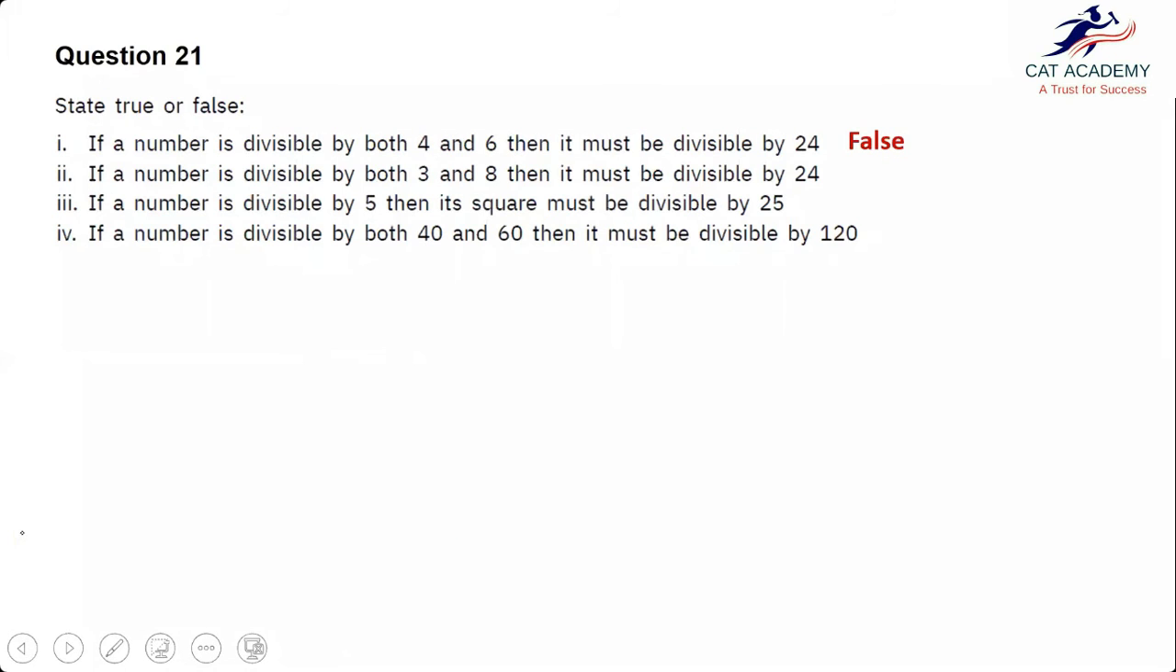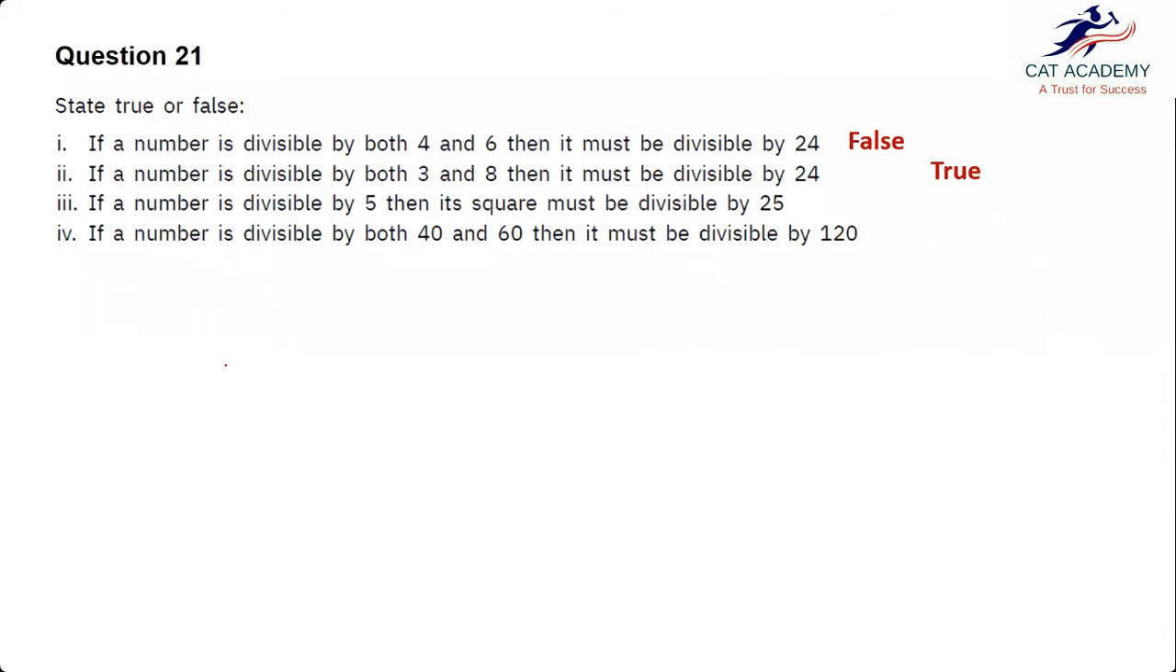Try this. The next one would be true for sure, because 24 will be split into 8 and 3. Third, if a number is divisible by 5, then its square must be divisible by 25. True or false? It will be true, correct.